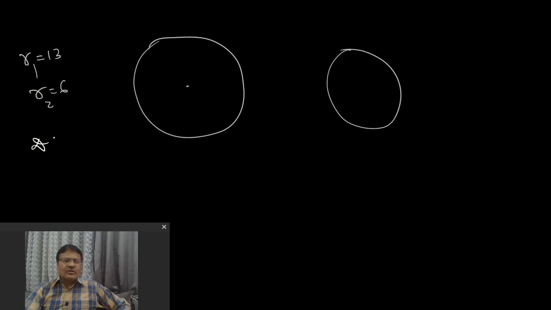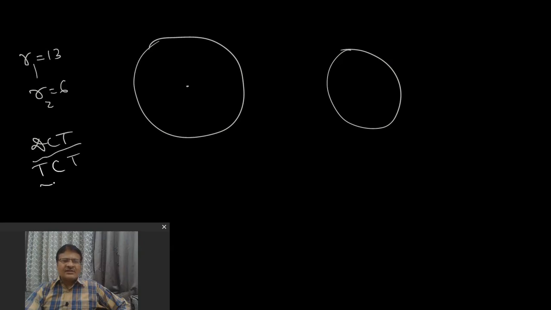One question I would like to explain related to this. Suppose there are two circles. This is one circle and this is another circle. The radius of this circle is 13, so r1 equal to 13, and the radius of another circle is 6, so r2 equal to 6. So find the length of direct common tangent and the transverse common tangent.